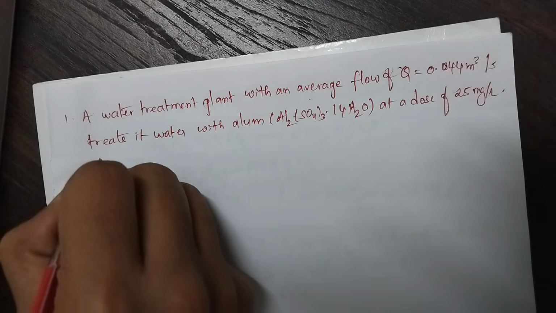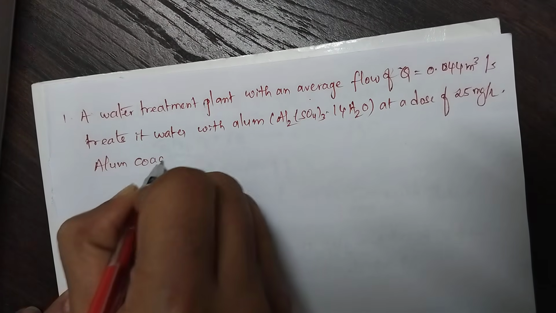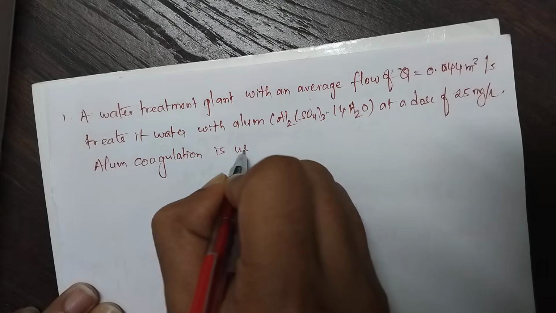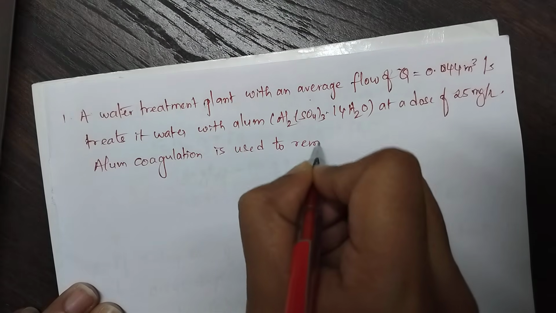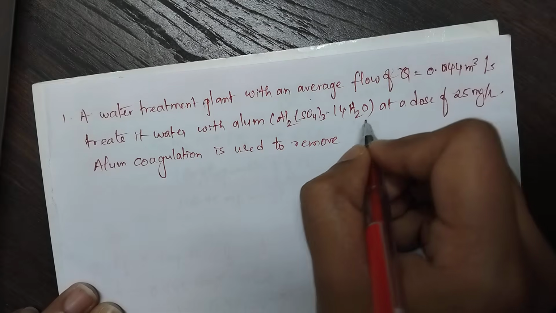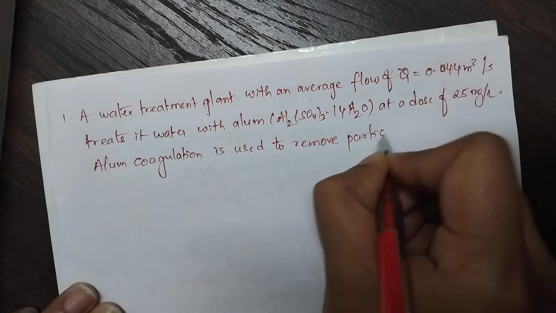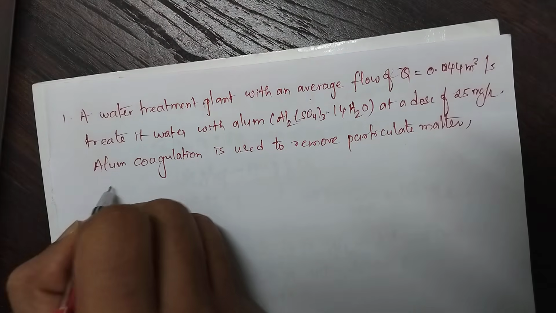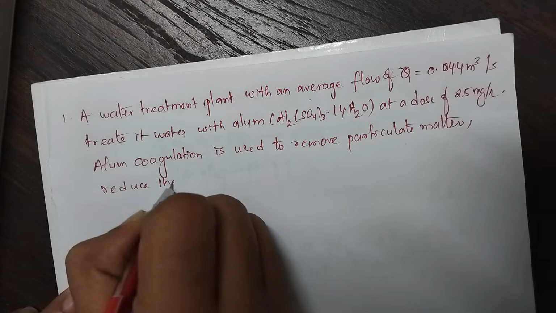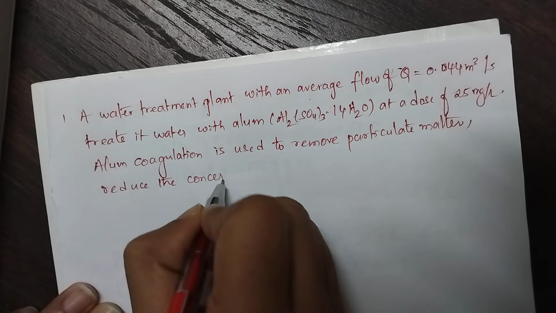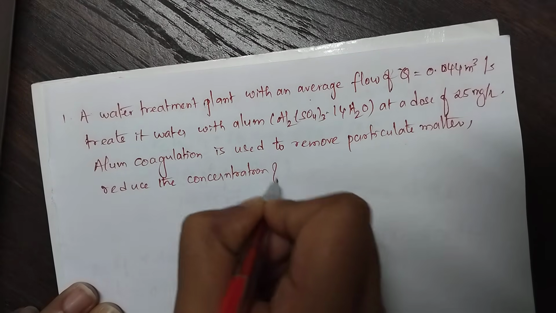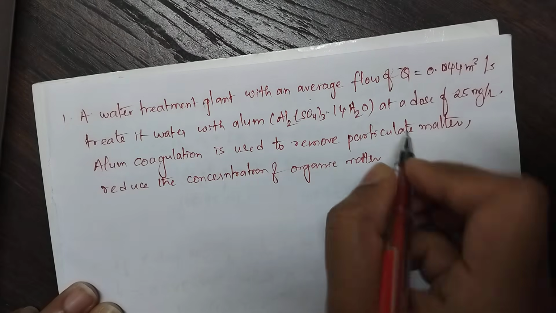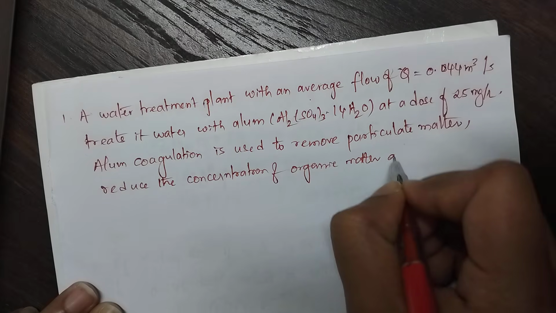Alum coagulation is used to remove particulate matter, reduce the concentration of organic matter, and reduce the alkalinity of water.